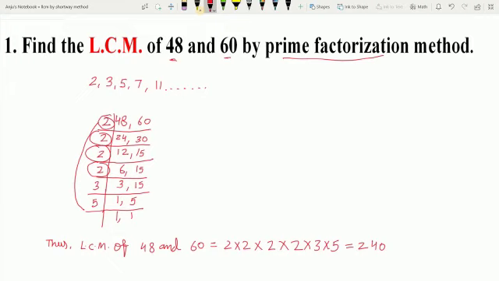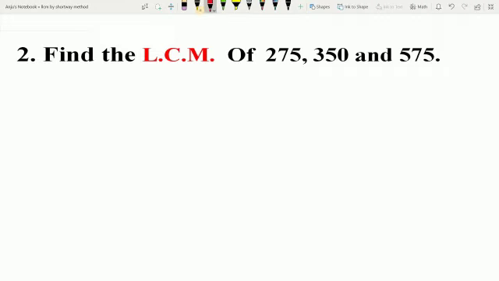Now let us take one more example. Find the LCM of 275, 350 and 575. So student, first we write like this, separated by comma. And here we write 275, then 350, comma, 575. So student, see, 275 is an odd number. It is not divisible by 2. But 350 is an even number. It is divisible by 2. And 575 is also not divisible by 2.